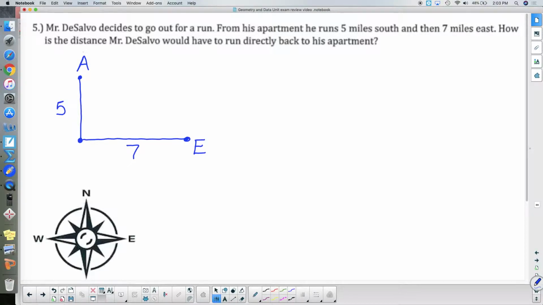And from there, instead of running those same 12 miles home, because he ran a total of 12 miles so far, he'd like to go directly back to his apartment. So we'd be looking at taking that direct path back to his apartment. And again, from there, you're going to set up some Pythagorean theorem and solve.